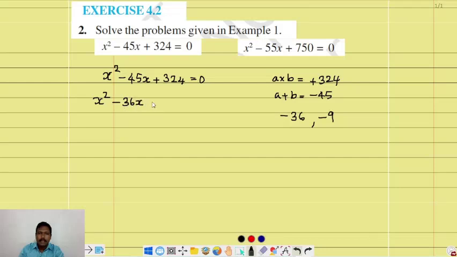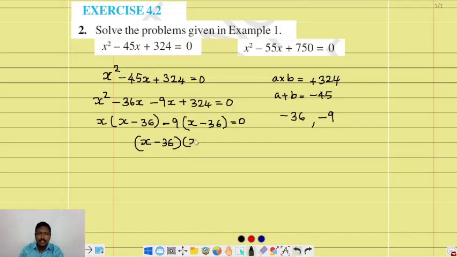36x minus 9x plus 324 equal to 0. Now take x common from this, so x into x minus 36, minus 9 you can take common, then you will get again x minus 36 is equal to 0. So x minus 36 into x minus 9 is equal to 0.